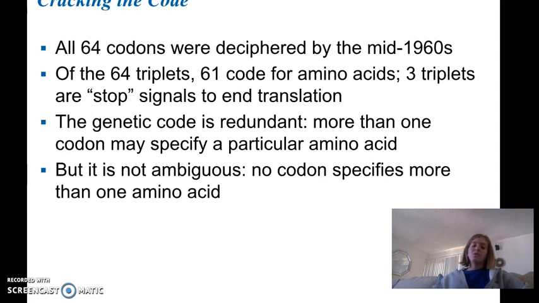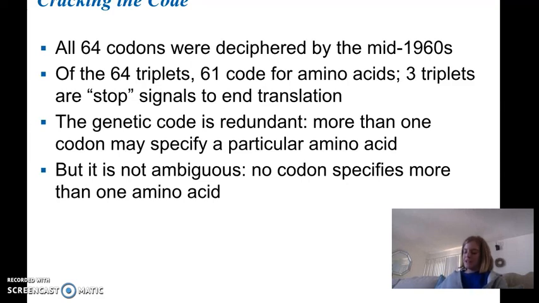There are 64 codons, but out of those, only 61 code for amino acids. The other 3 are known as the stop codons, and they are what signal the end of translation. So there are 3 different codons that don't code for any amino acid, and that's the signal to stop. This genetic code is very redundant, so there are a few different codons that code for 1 amino acid, which I'll show you a picture of in a moment, but it's not ambiguous because every codon only codes for 1 amino acid.